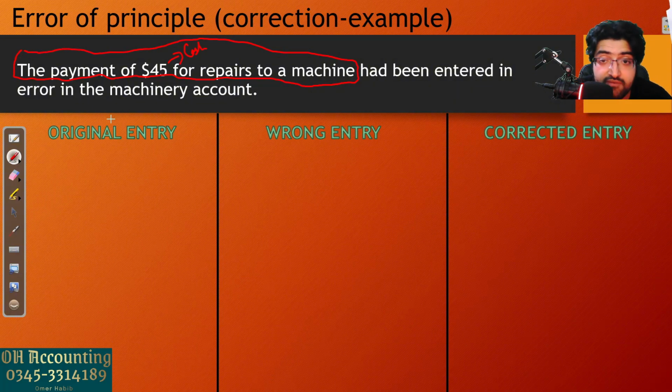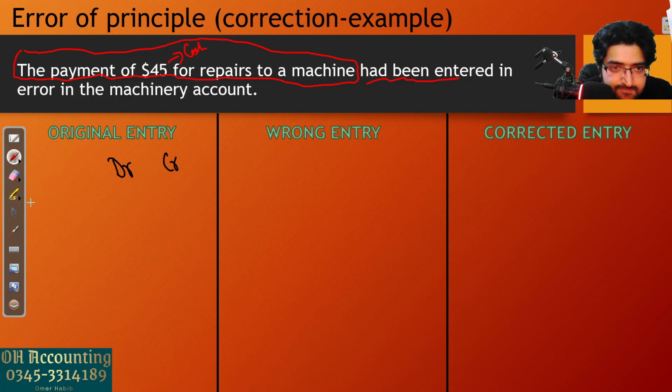Okay, you should be having an idea of knowing where the transaction is ending, and then later they talk about the error. So ignore that for now. Just read the transaction and make the original entry first. The entry that should have been if no error was made. Okay. So debit and credit. When you pay for any expense by cash or through bank, the entry is that we debit the expense. So let's say machine repairs debit.